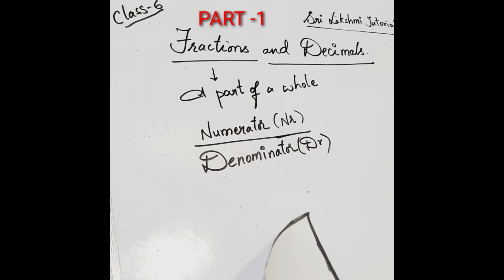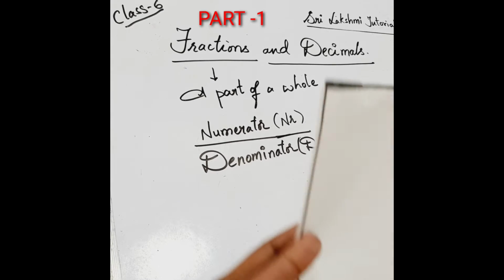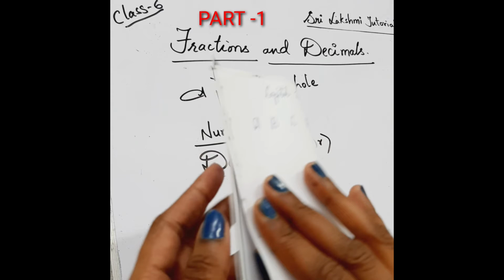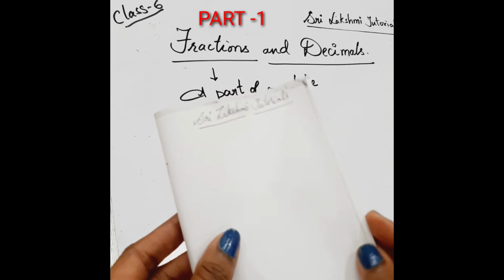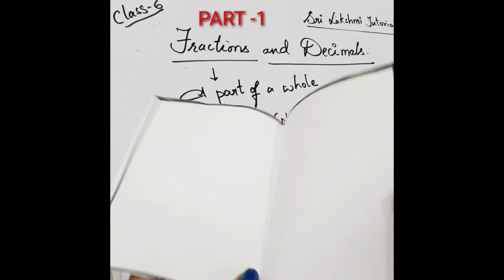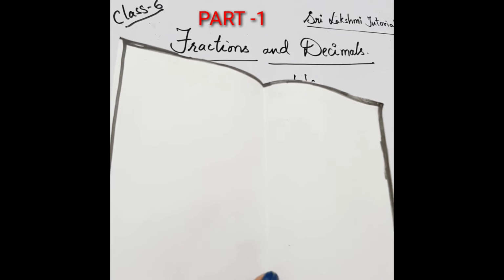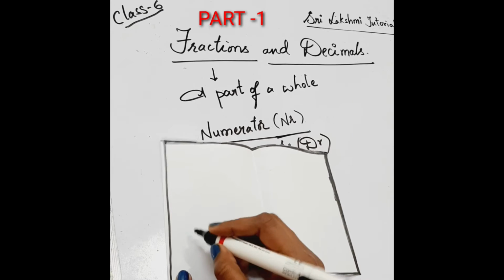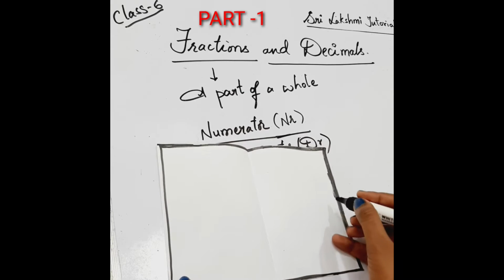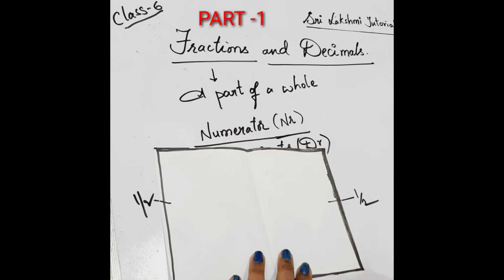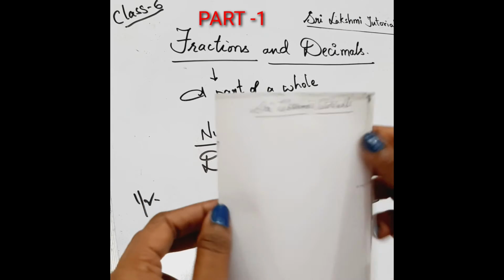Let's see another example of a fraction. Now I have taken a piece of paper and I am folding it into half. So the paper is divided into how many parts, children? Two parts. How are these two parts represented? This is represented by 1 by 2, and this is also represented by 1 by 2. Now the same paper I am folding into 4 parts.